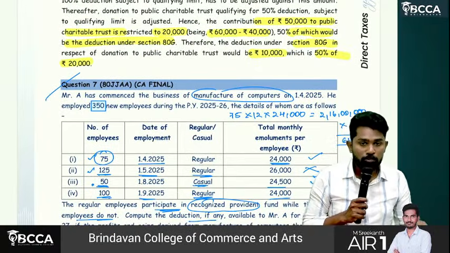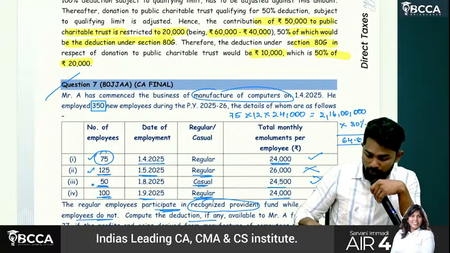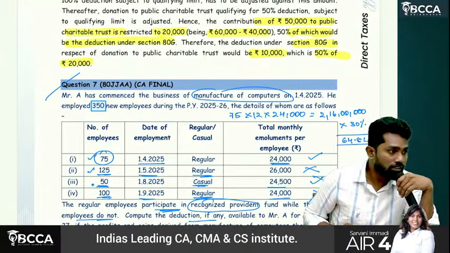So with this we completed the deductions chapter also. You can take a break. After the break we'll start with the chapter on income of other persons.